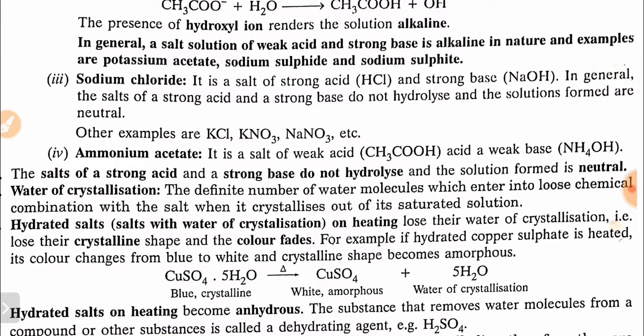Hydrated salts with water of crystallization, on heating, lose their water of crystallization, that is, they lose their crystalline shape, and the color fades. For example, if hydrated copper sulfate is heated, its color changes from blue to white and the crystalline shape becomes amorphous. Okay, so a simple example is here.